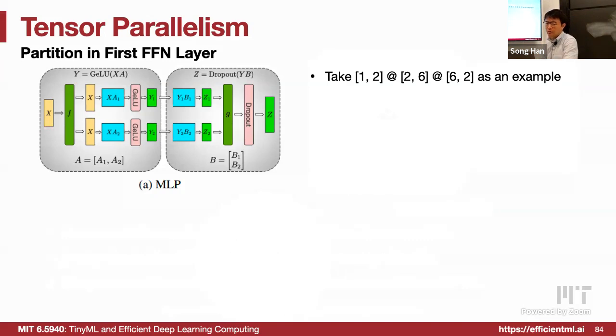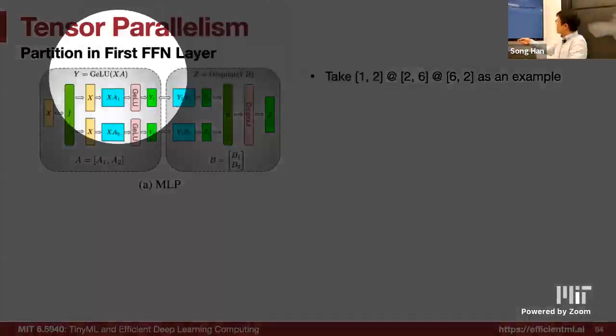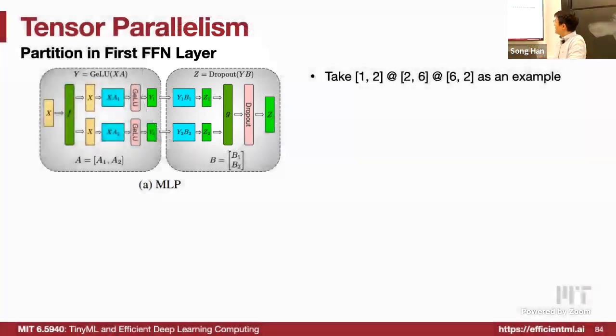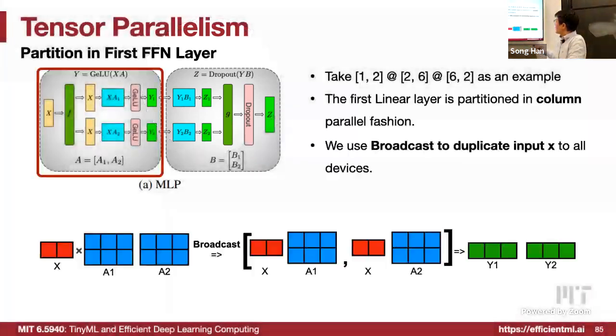And let's see how that works. First, for the FFN layer. We have 2 FFN layers in a large language model: one FFN layer, and a second FFN layer. We just give an example.